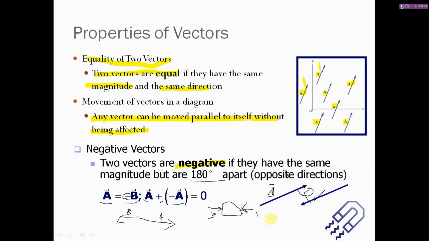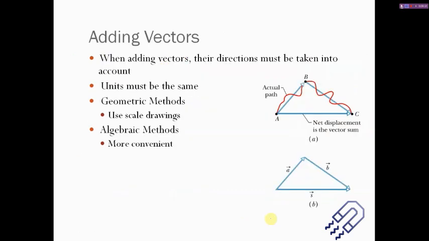So if you consider vector, a negative vector is also a very important concept. The next thing is how do we add vectors geometrically and so on. The concept is actually simple, but you have to consider the direction, the initial point and the final point. These are the two things.